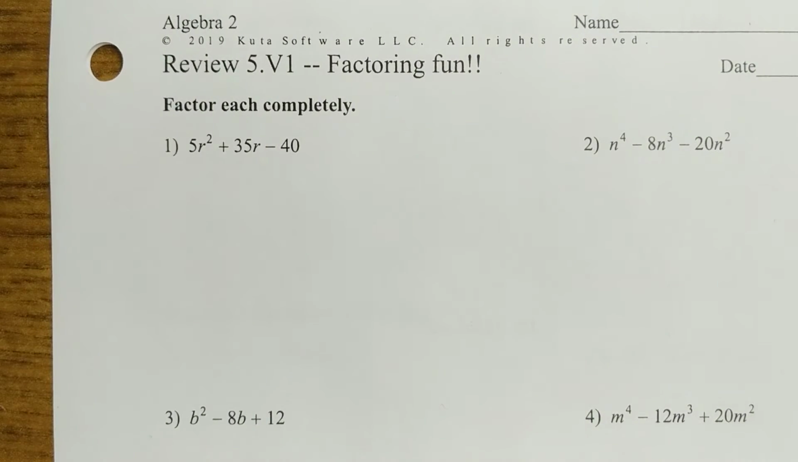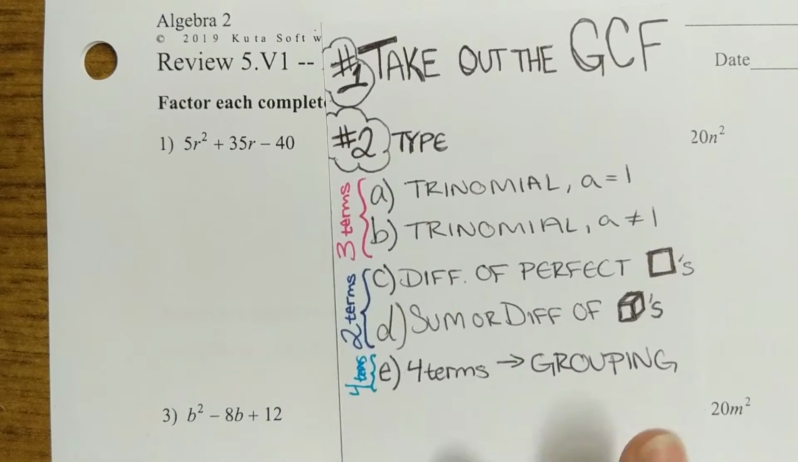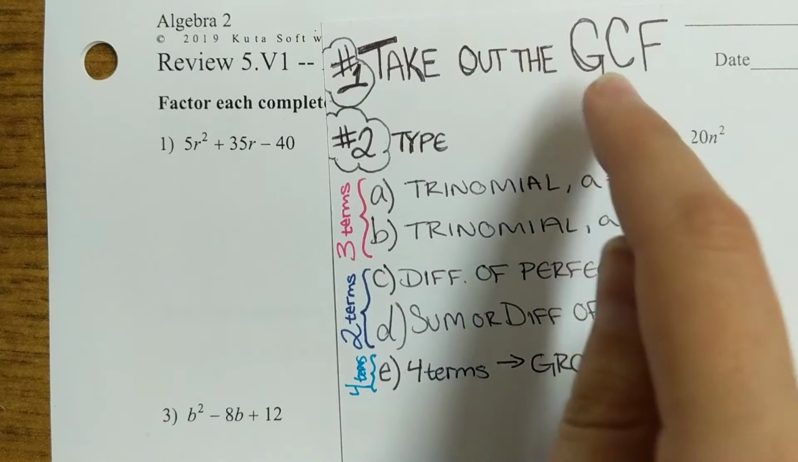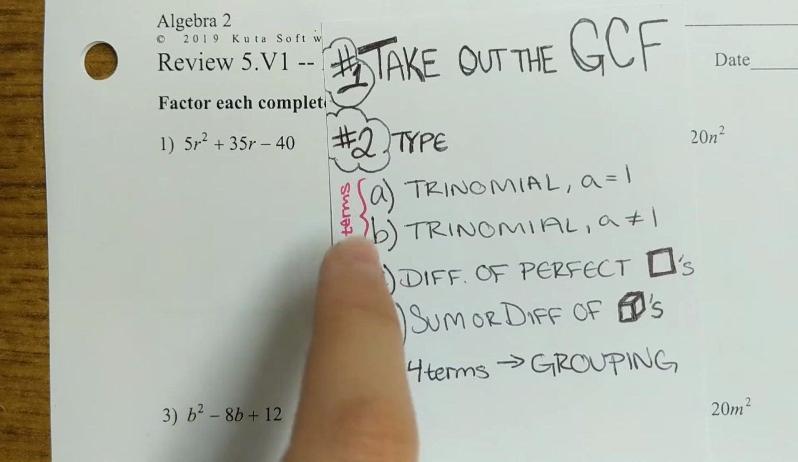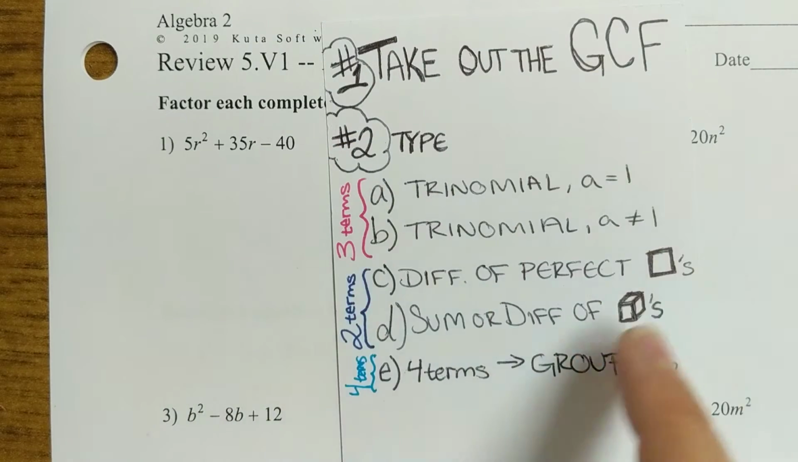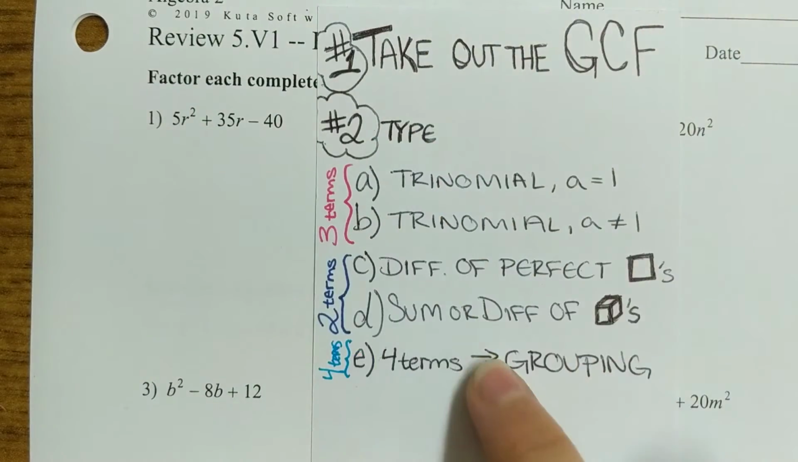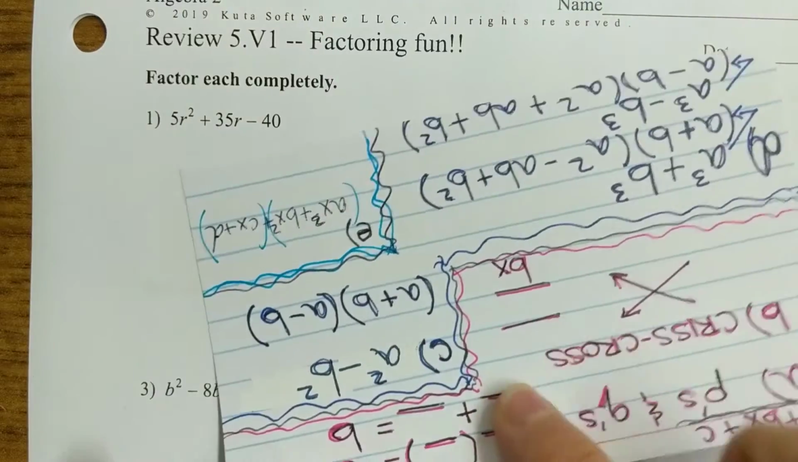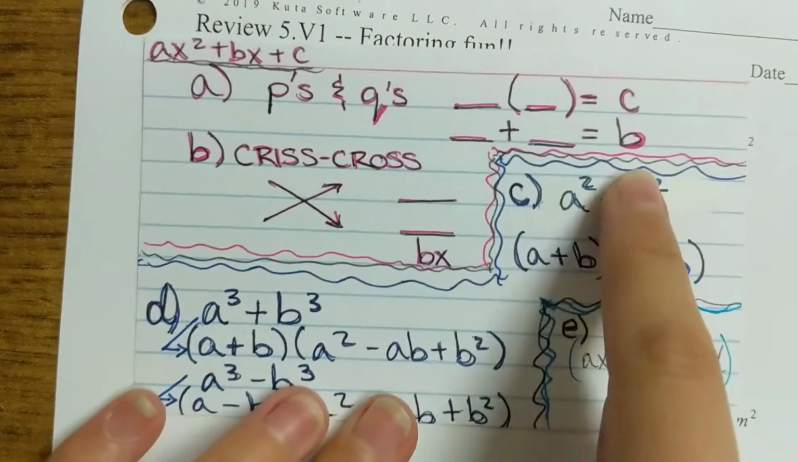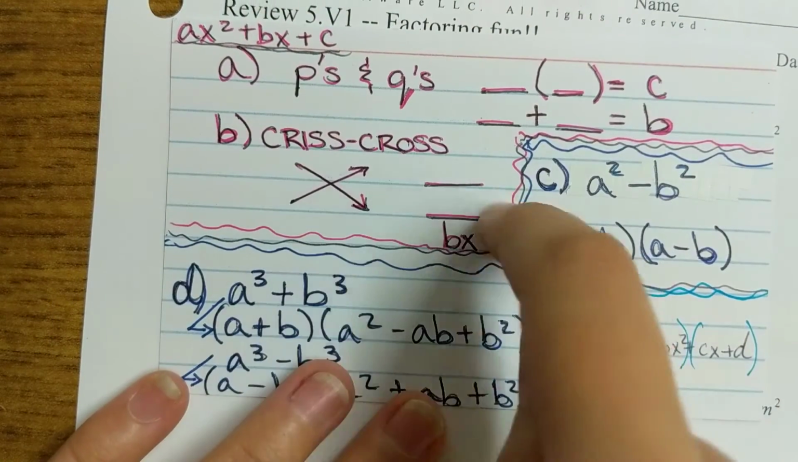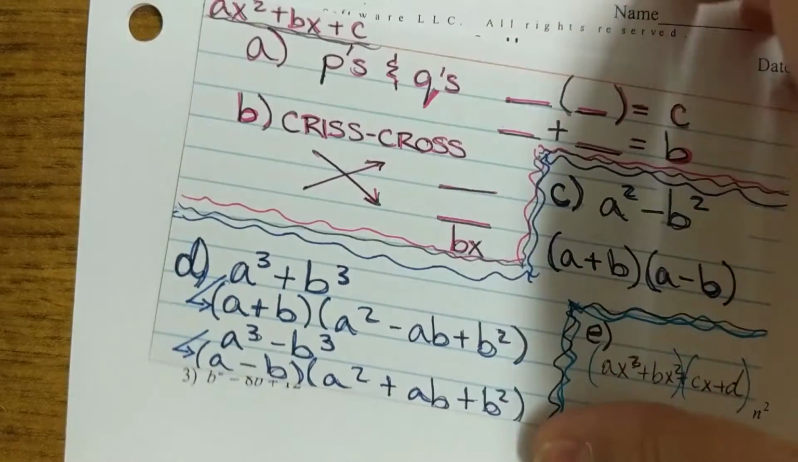Let's go. Okay, there are several tricks that we're going to be talking about today. Always, number one, take out the GCF, greatest common factor. And then, based on the type, that will help you know how else to factor this. This will be up on the board during the test. However, the formulas for how to actually factor those need to be in your brain.